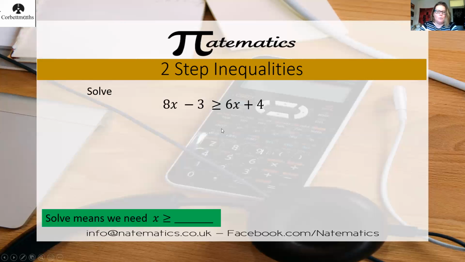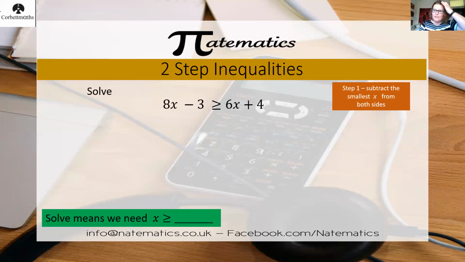So the first step is, when you've got two terms either side of an equal sign or an inequality sign where they have x in them, or whatever variable it is we're looking at, we need to subtract the smallest x from both sides. By that I mean the term that has the smallest coefficient of x. Here we've got 8x and 6x. Which one is the smallest? That's the 6x. So we're going to subtract that from both sides of the inequality.